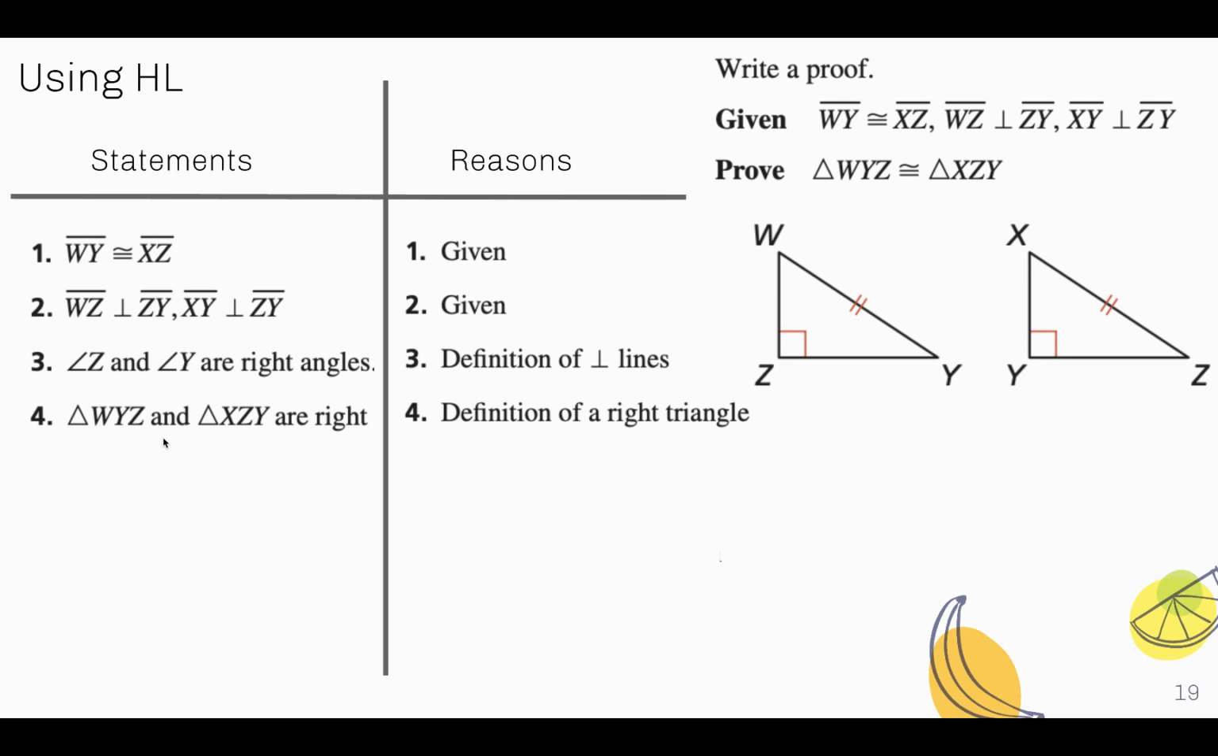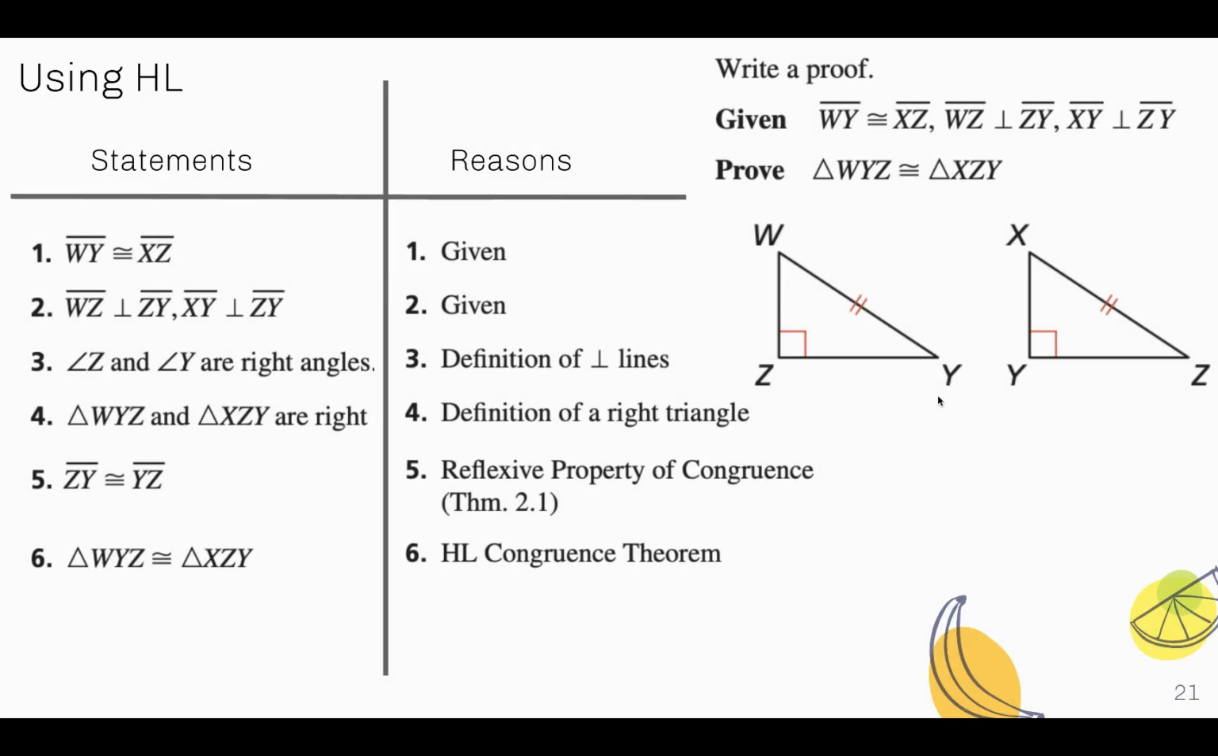Okay, so now I have to say that, well, these are both right triangles. How do I know that? Because they both have right angles in them. Okay, why do I have to make this statement? Because again, I'm going to be using HL, and to use HL, it only works for right triangles. That's a condition that has to be met. So now I'm going to go ahead and use reflexive. Okay, that bottom segment, okay, is congruent to itself. And finally, I'm going to conclude with the HL congruence theorem. Okay, HL congruence theorem.